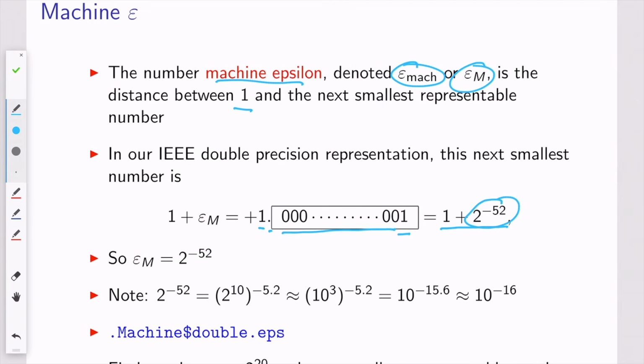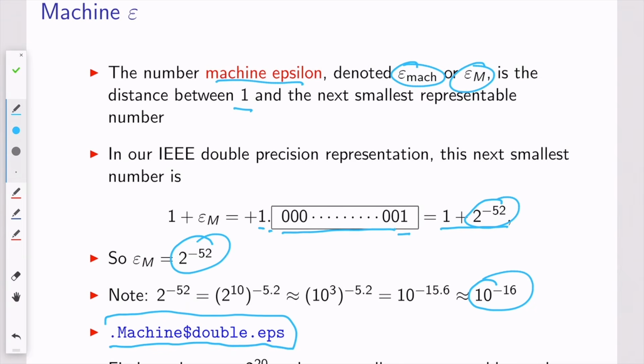So this machine epsilon is 2 to the minus 52nd power, and if you just try to translate that, you can do it approximately or exactly with a calculator. It's equal to about 10 to the minus 16th, okay? And if you type .Machine$double.eps just at the prompt in R, then you'll see what machine epsilon on your machine is.